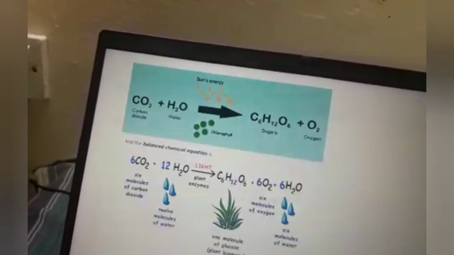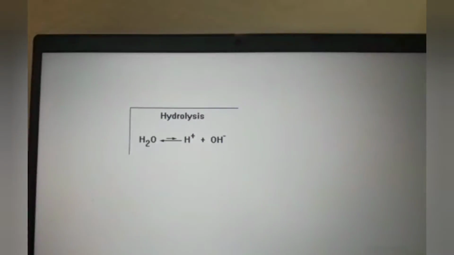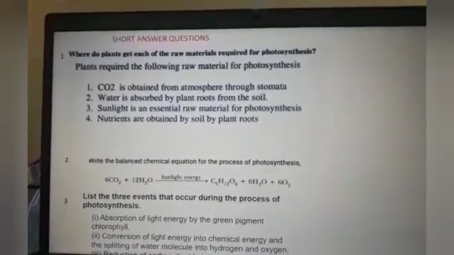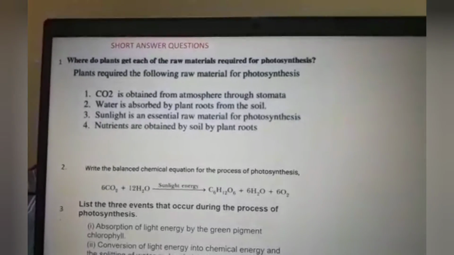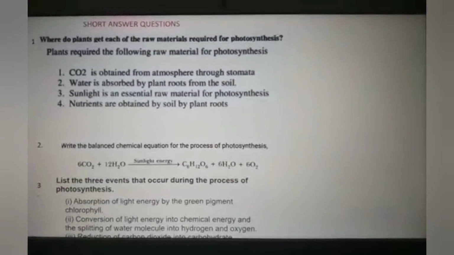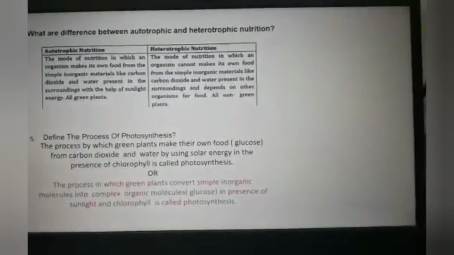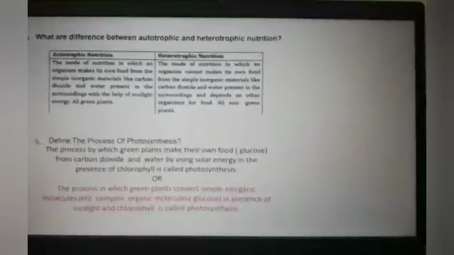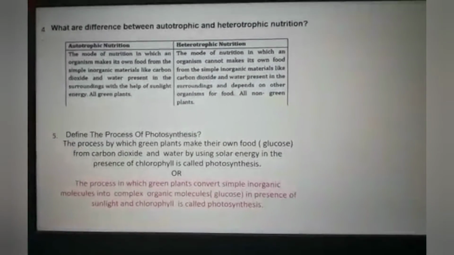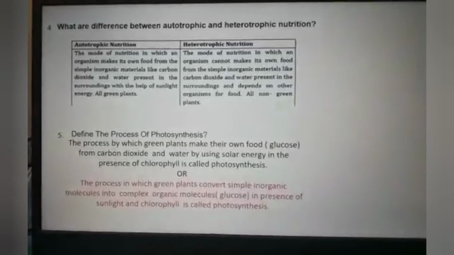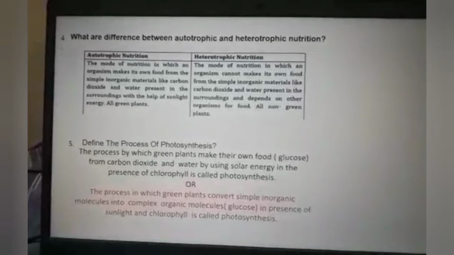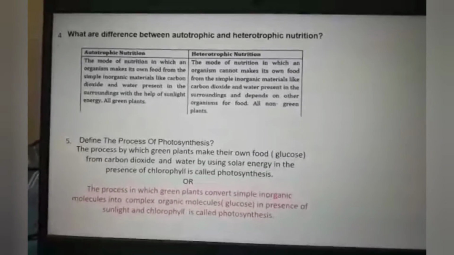Now the next important questions. First one, what are the raw materials required for photosynthesis? I already explained: carbon dioxide, water, sunlight and nutrients. And the balanced equation is very important. Next, define the photosynthesis process. I already explained that photosynthesis is the process in which green plants make their own food with the presence of sunlight and chlorophyll, using carbon dioxide and water as ingredients.